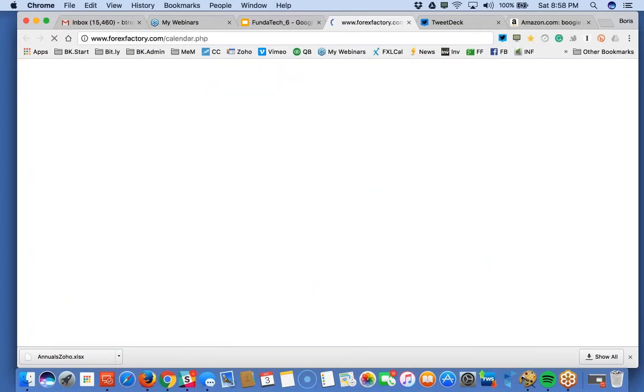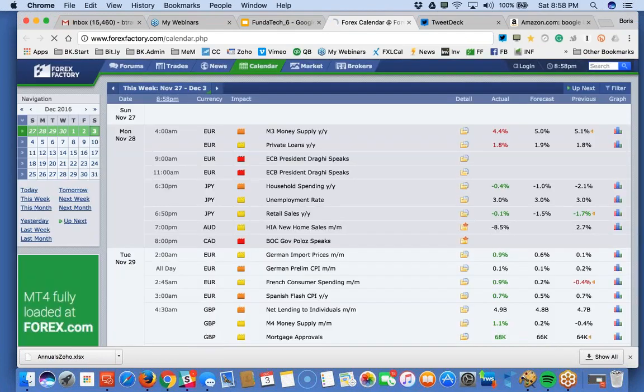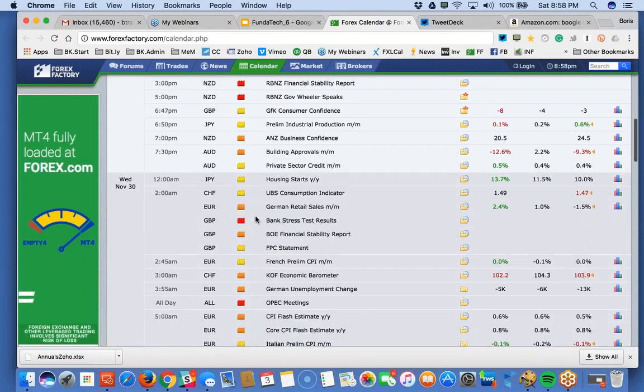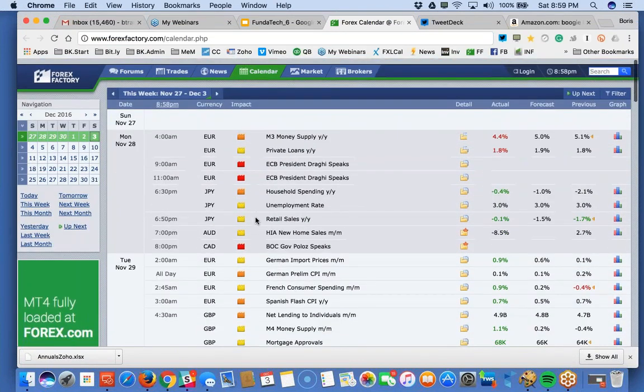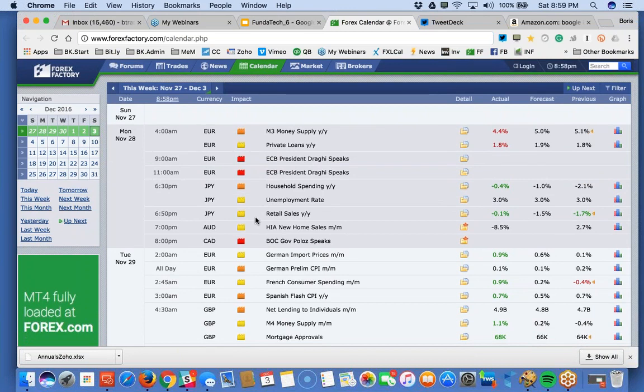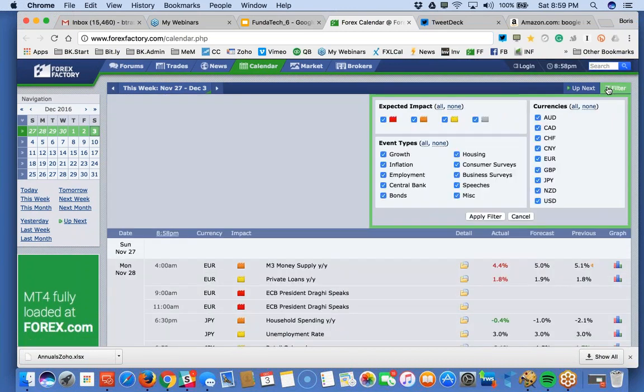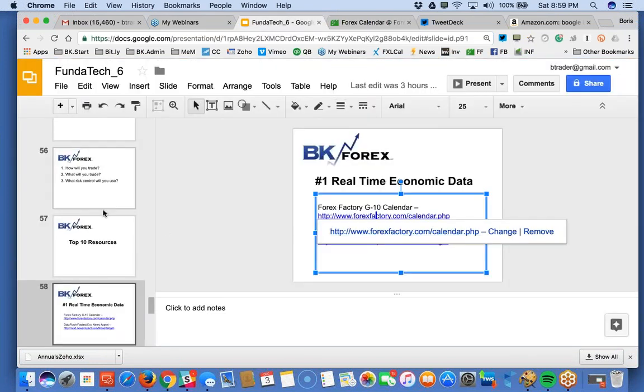So this is the Forex Factory calendar. Excellent calendar. Very simple, very clean, very nice. This is what I look at every single week. It gives you a week view, a month view, and a day view. You can really see everything in broad daylight. You can filter it by currency. You can filter it by impact. Obviously, the most important impact is red. The least important impact is gray. It's a super simple, super easy way to look at economic data, right?